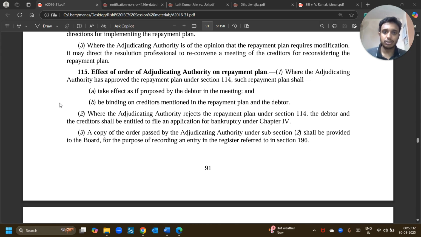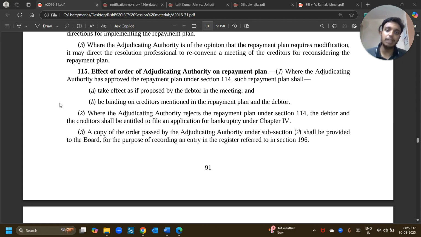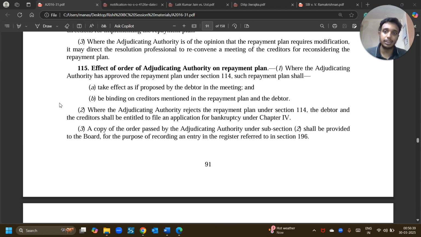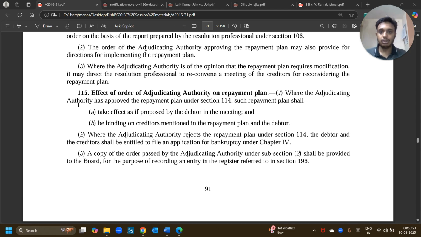Subsection 3 says where the adjudicating authority is of the opinion that the plan requires modification, it may direct the RP to reconvene a meeting of the creditors for reconsidering the repayment plan. So here again, instead of rejecting straight away, the RP is again called and the creditors are given one more chance to further decide and reconsider the repayment plan. This is based on the adjudicating authority's opinion. So this again, you can see, kind of flies against the commercial wisdom aspect that we have seen so far in CIRP or PPIRP, etc.